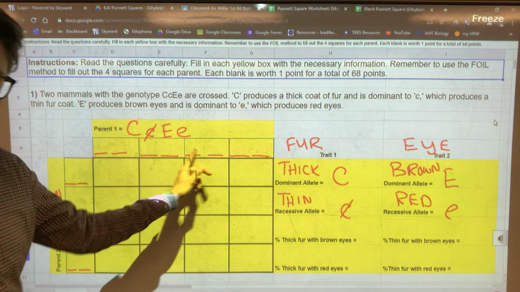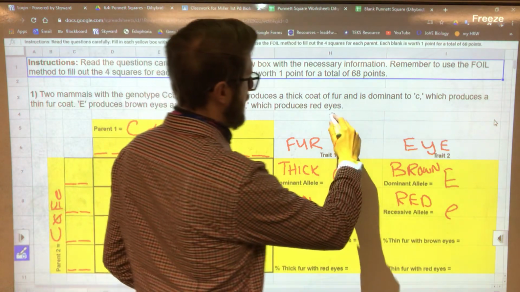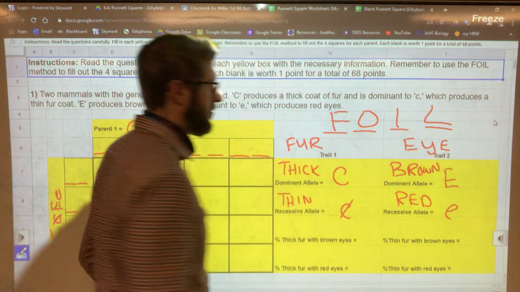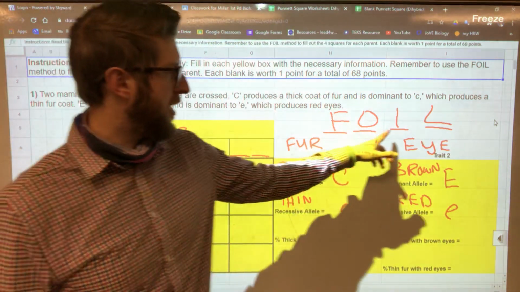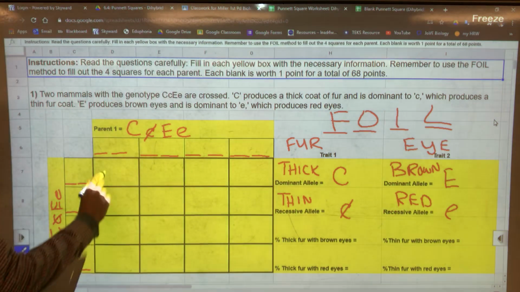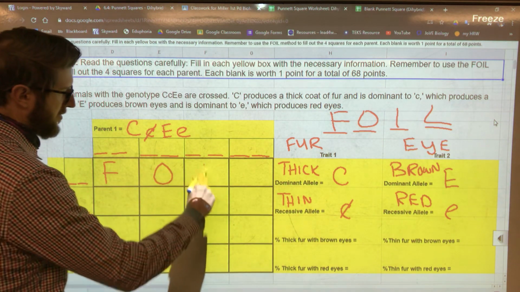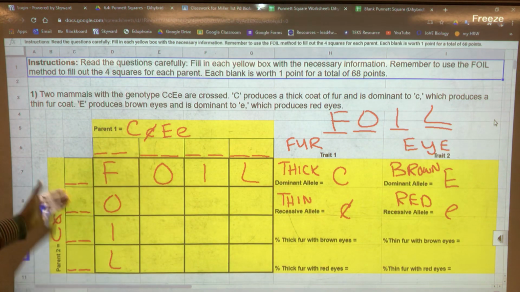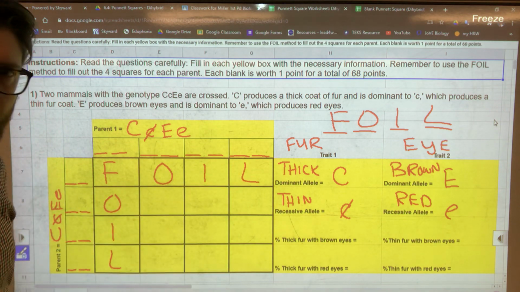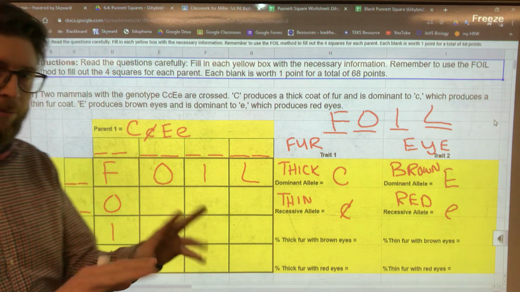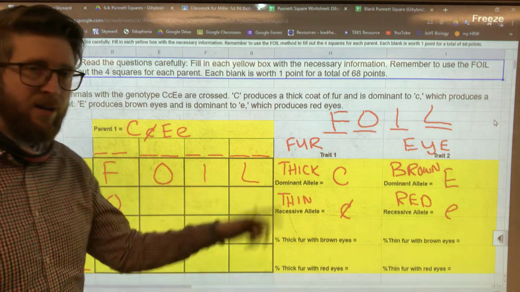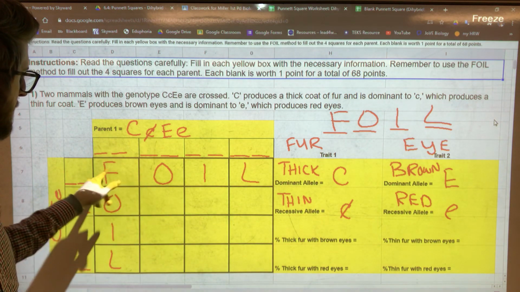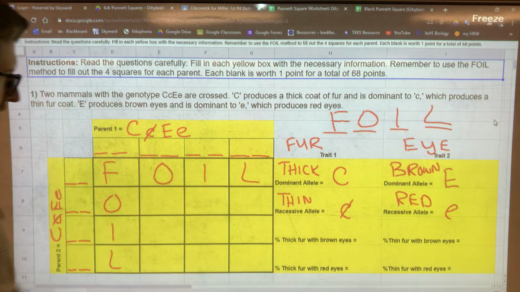Now, which two letters go in here? Well, in a previous video, we discussed the FOIL method, F-O-I-L, which stands for first, outside, inside, last. And what that means is that we are going to take the first, outside, inside, and last letters of each parent's genotype, and we're going to fill them in those respective boxes. Now, don't actually write or type FOIL into these boxes. That's just for me to show you where we're putting the first, outside, inside, and last letters, and show you how that works.